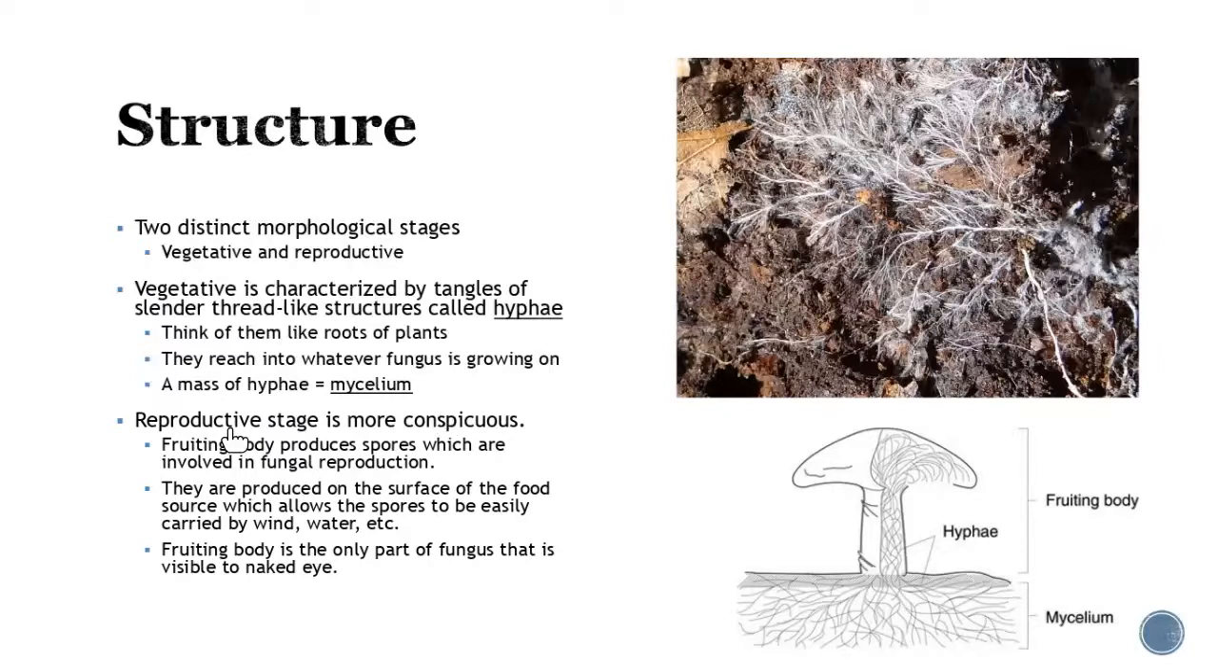Now, the fruiting body is what produces the spores, and it's also essential for reproduction. They're produced on the surface of the food source so that the spores can be released and easily spread about.